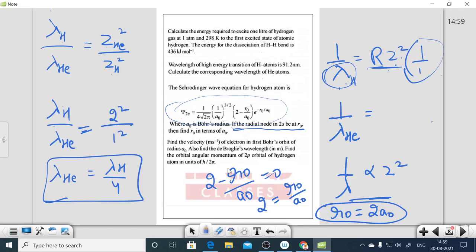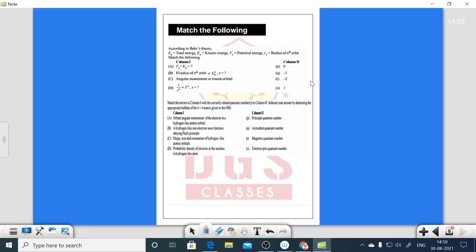And then find the angular momentum of the 2p orbital. Very good. The orbital angular momentum is already stated: under root l(l+1) h upon 2 pi. For p, l is 1, so it is root of 1 into 2, and h by pi is going to be the answer. So finally we have this.